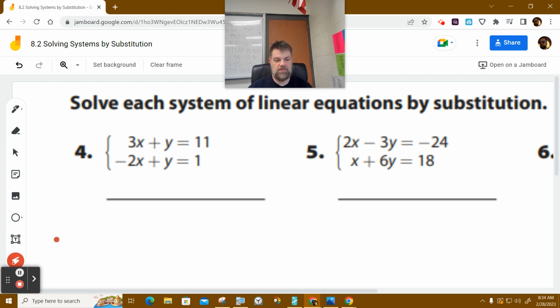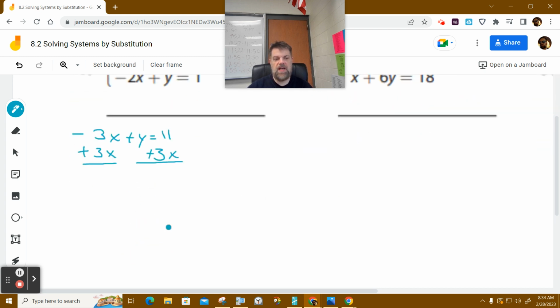Well, I'll get you started. You're either going to pick this equation and solve for a variable or this equation and solve for a variable. Oh, very good choice. Let's do this top one and solve for y. So if I say negative 3x plus y equals 11, to solve for y, I just add 3x to both sides, don't I? When I add 3x to both sides, these will cancel and I get y is equal to 3x, and that's a positive 11, right?